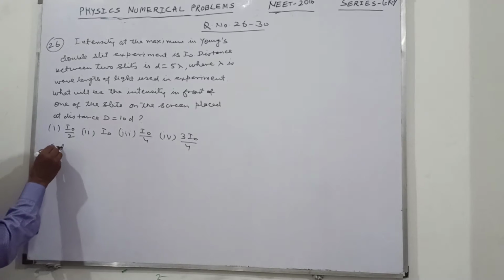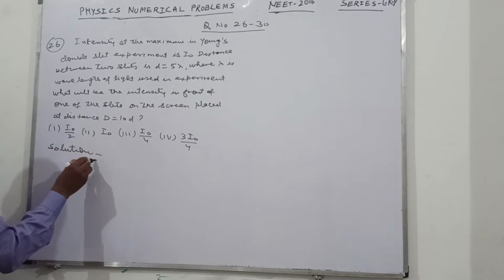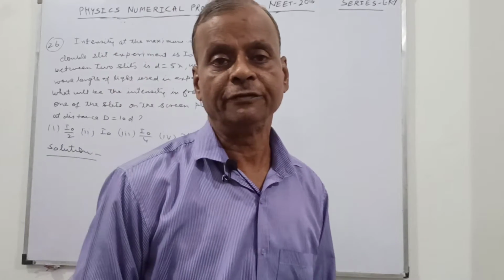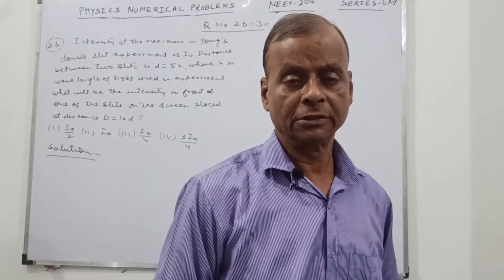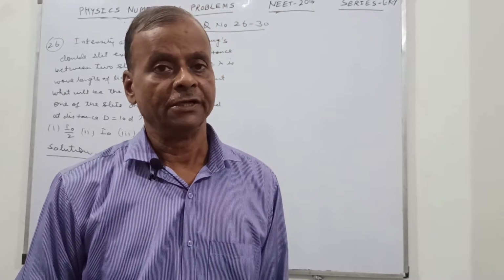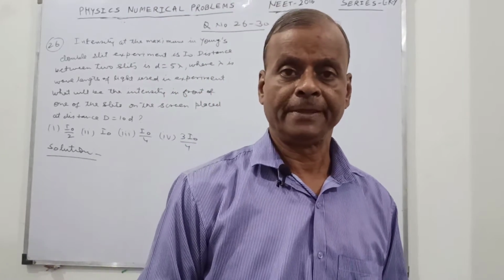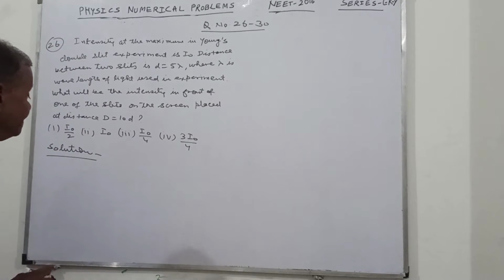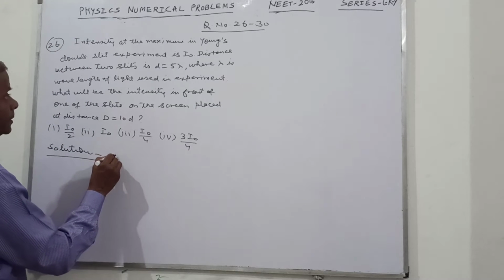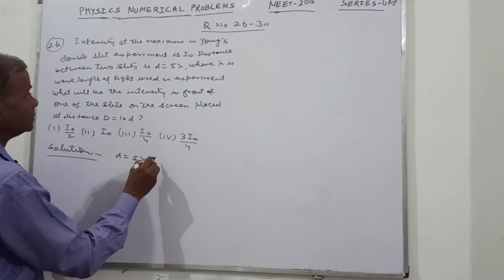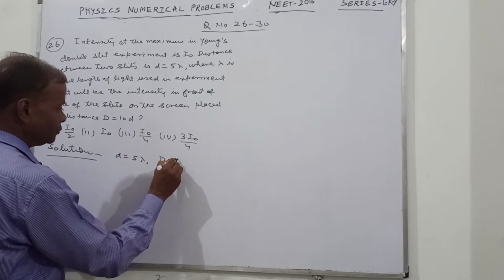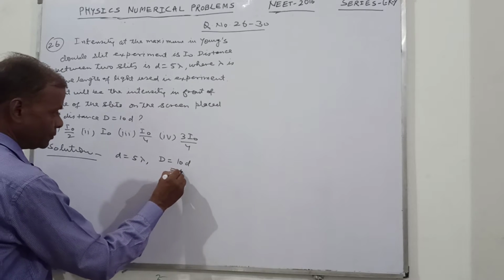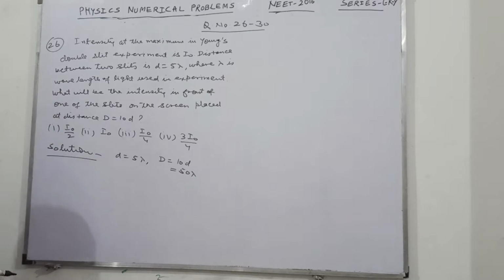Now the solution. You are given Young's double slit experiment in which the maximum intensity is I naught, and you have to find the intensity in front of one of the slits on the screen, which is placed at the given distance. So here d equal to 5 lambda, and this capital D is equal to 10d. So now put the value of 5 lambda here, then this will be 50 lambda.